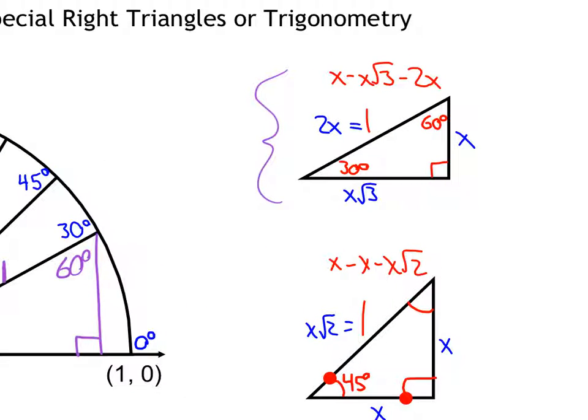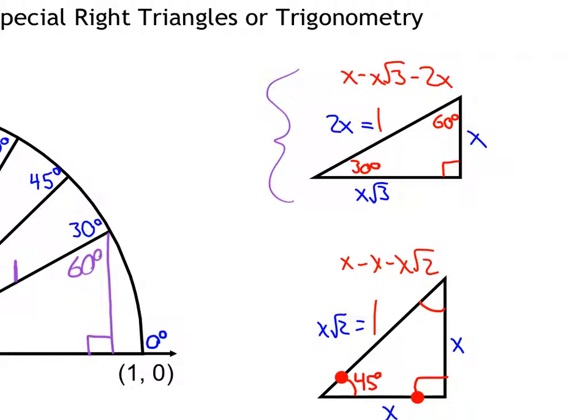Now, if I know that my radius is 1, my radius is the hypotenuse. And in a 30-60-90 right triangle, the hypotenuse is always twice as long as the side across from 30. So x has to be what? 1/2. Good. So I know this is 1/2.